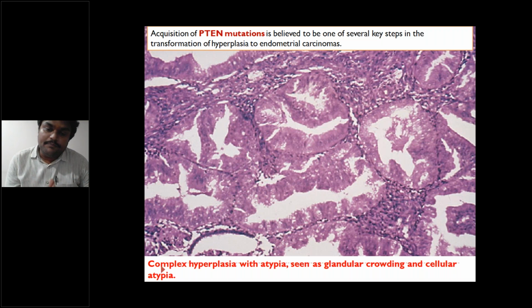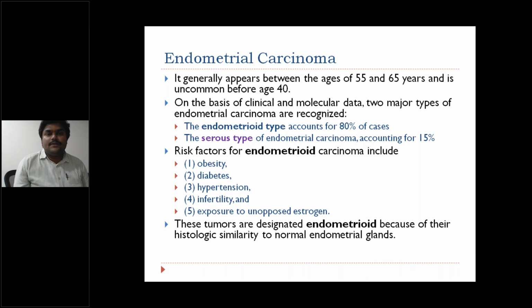Once they acquire that PTEN mutation in those glands, the hyperplasia will transform into endometrial carcinoma. Next we discuss endometrial carcinoma. It appears generally between the ages of 55 and 65 years and is uncommon before age 40. On the basis of clinical and molecular data, two major types of endometrial carcinoma are recognized: the endometrioid type, accounting for 80% of cases, and the serous type, accounting for 15% of the cases. Even though the serous type accounts for only 15% of cases, it presents with advanced disease. That's why the serous type is much more dangerous than the endometrioid type.